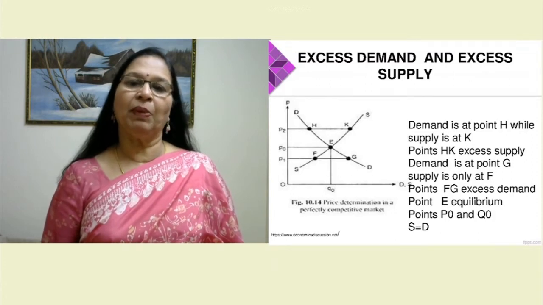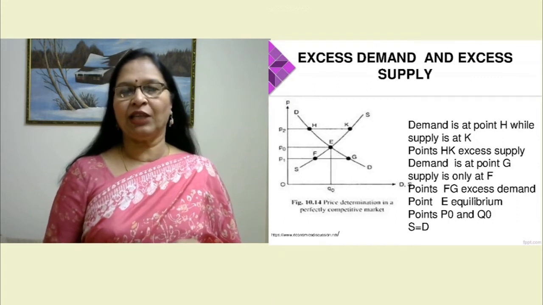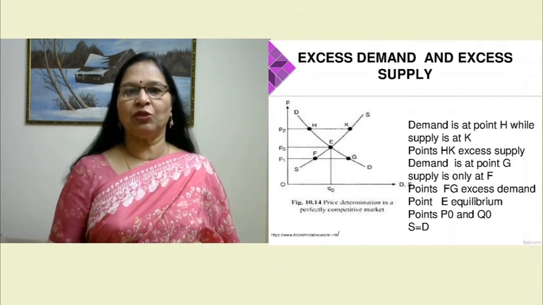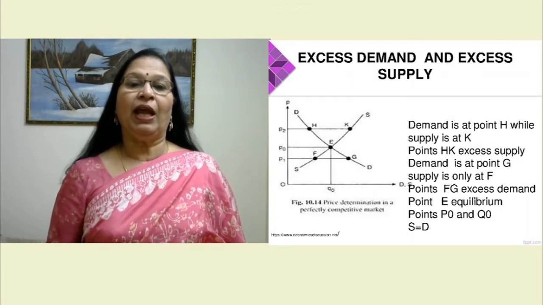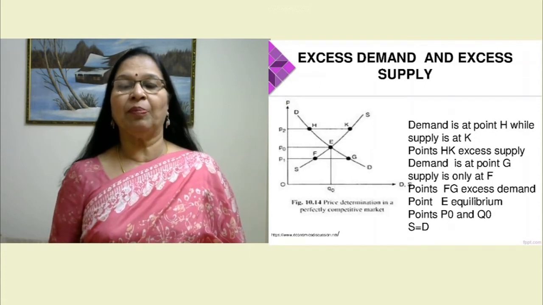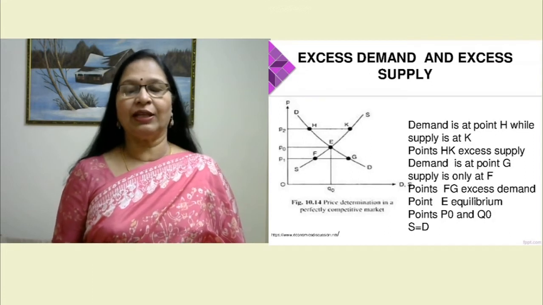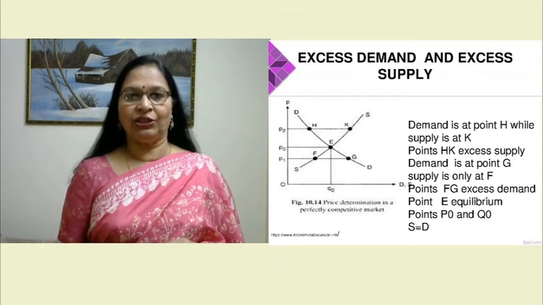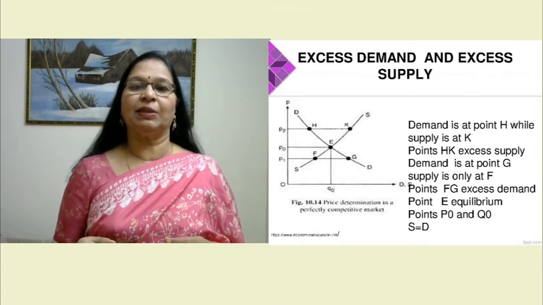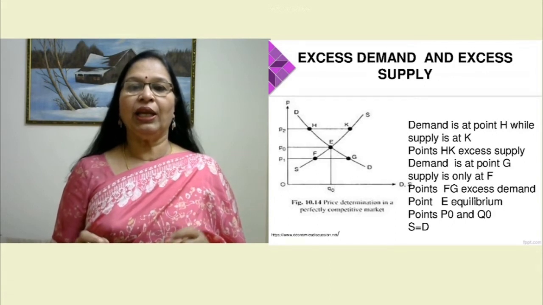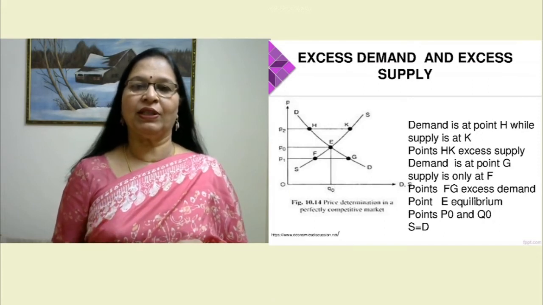Now take another situation, P1. At P1, the supply is very low. It is only P1F. Because the price is low, the suppliers are not willing to supply goods. But at that price, the quantity demanded is P1G. So there is an excess demand of FG because of the low price. And on the top part of the diagram, you have an excess supply, HK. So HK and FG are two positions, one of excess supply and one of excess demand.